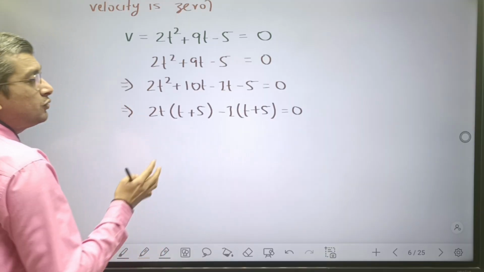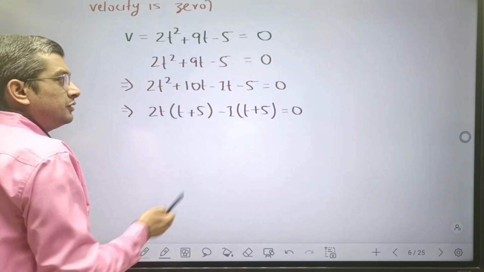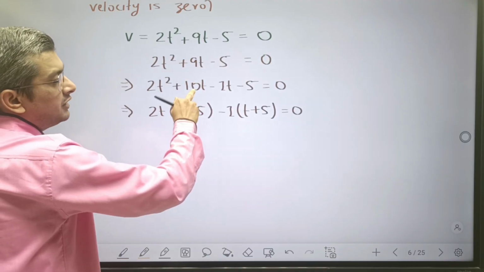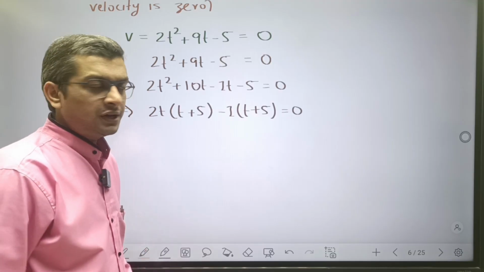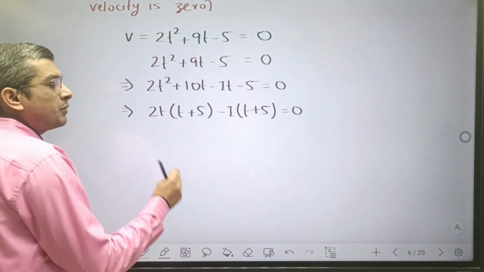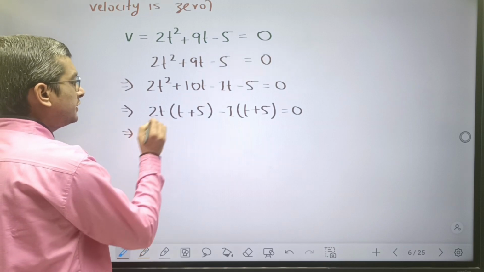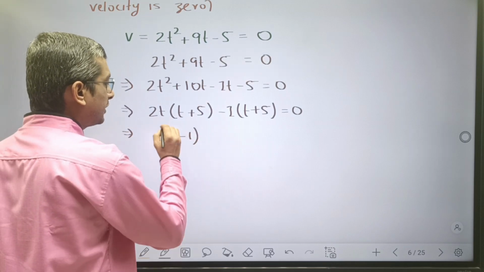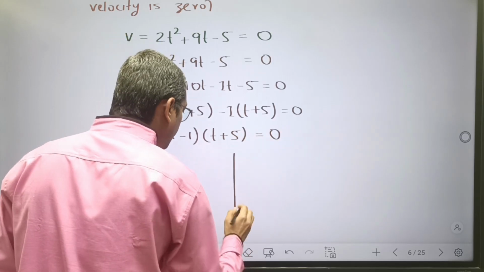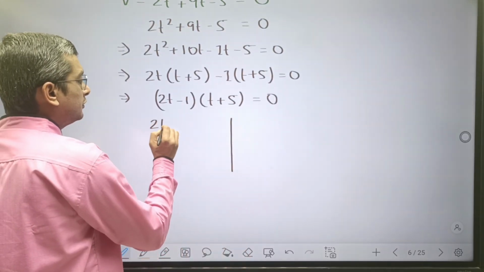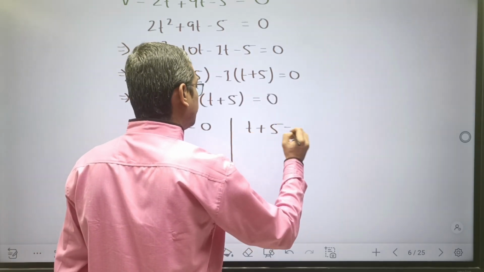Now you can check: the first term and the last term product is minus 10t square, and after splitting the 9t you get 10t minus 1t. If you multiply 10t into minus 1t, again minus 10t square. So splitting is done right. Now taking common, these two brackets have the common factor t plus 5. So in the very next step 2t minus 1 can be taken as common, and this is t plus 5 is equal to 0. Now we again have two values: 2t minus 1 can be equal to 0 or t plus 5 can be equal to 0.